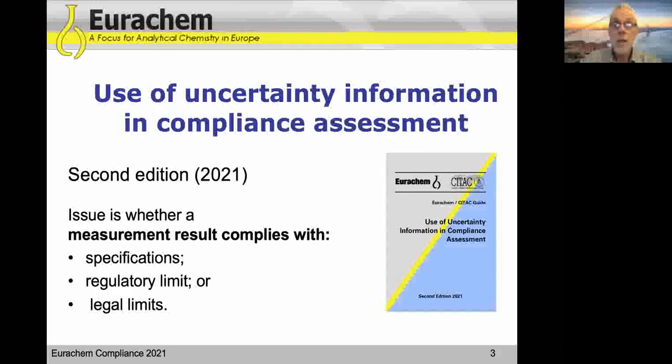So this is the second edition of the guide, Use of uncertainty information in compliance assessment. And the issue is whether a result complies with a specification, for example, the nickel concentration, a regulatory limit, for example, for a toy, or a legal limit, for example, blood alcohol.